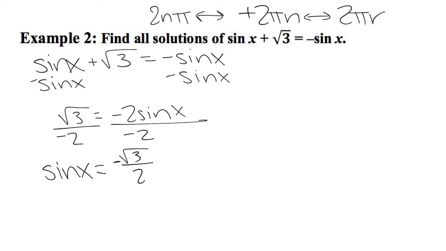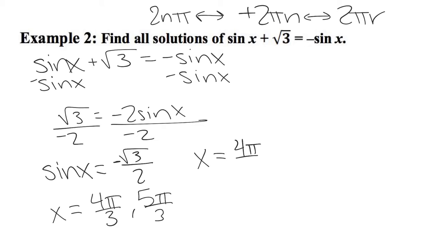When I look at my unit circle, I see that x has to have the value of 4 pi over 3 or 5 pi over 3 because that's where sine is negative root 3 over 2. But my answers need to include all rotations, so x is going to be 4 pi over 3 plus 2 pi n and 5 pi over 3 plus 2 pi n.